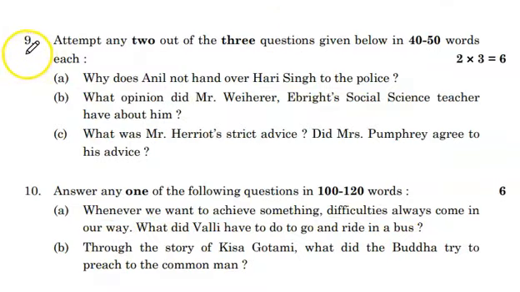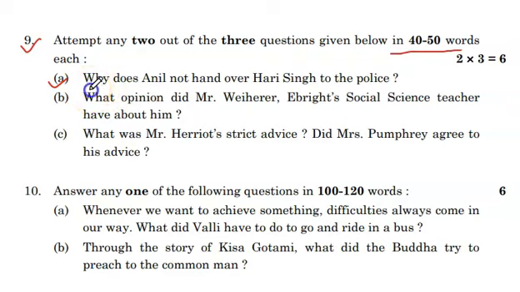Now let us discuss the answers to the questions given under question number 9. Attempt any 2 out of the 3 questions given below in 40 to 50 words each. Why does Anil not hand over Hari Singh to the police? This is a very simple question taken from The Thief's Story. Without taking you to the chapter, I am explaining the points. You just listen to them.